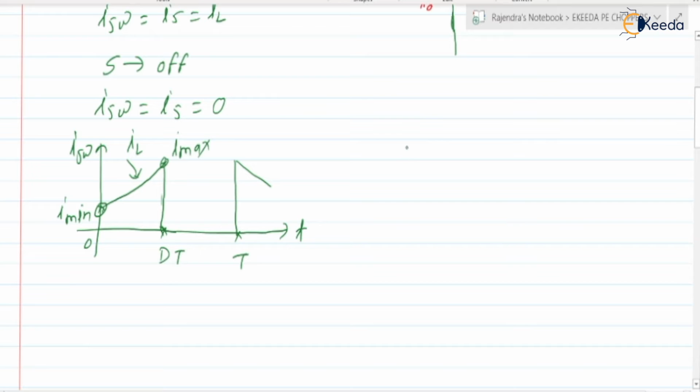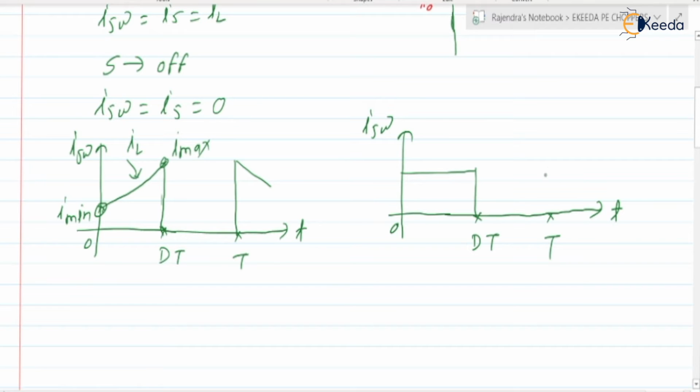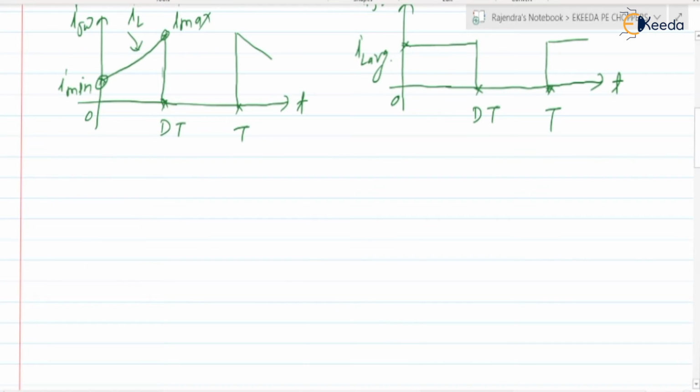Further we can draw it like this during 0 to dT. What is the average value of this? It is IL average. So you can draw like this, and during dT to T it will be 0. After that again it will be like this. So this is IL average. Now we can derive the ISW average.